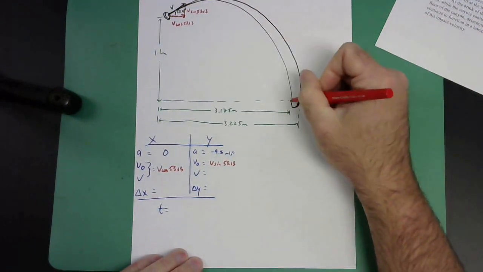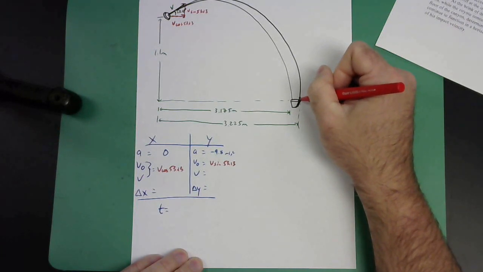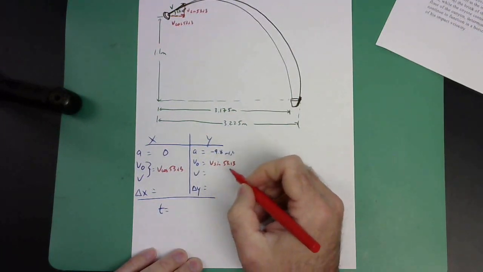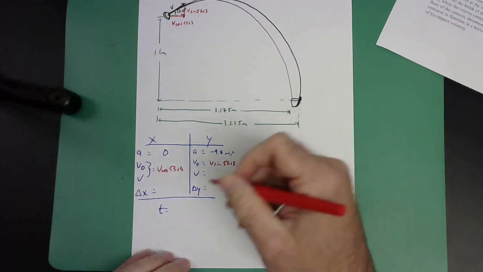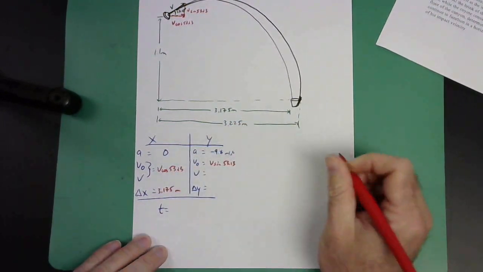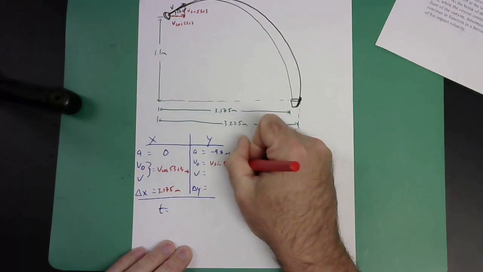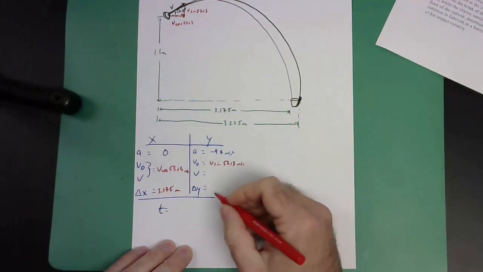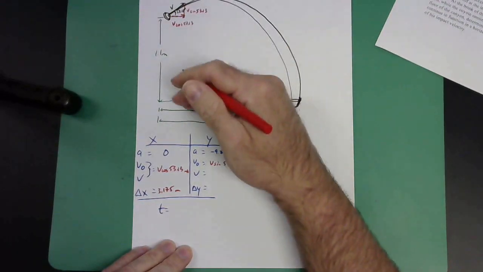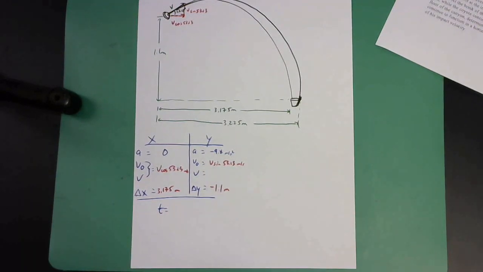We don't know anything about the velocities when it hits the glass down here, so we don't know the V's, but we do know the horizontal displacement. For our near edge, that's going to be 3.175 meters. And I suppose I should be putting units on this too. And for our vertical displacement, we're going to go down 1.1 meters. I'm going to make that minus 1.1 meters. All right, so that's what I know.